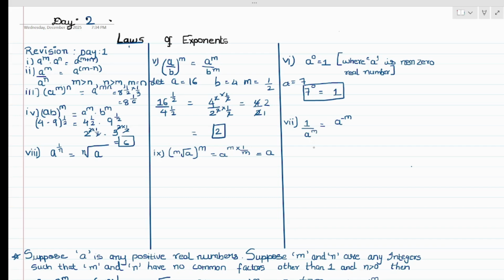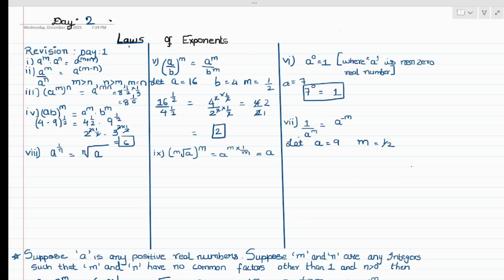Moving on to the next rule: 1 upon a^m gives me a^(-m). As we know, whenever sides change, your sign changes as well. So this denominator is getting converted to numerator, and that is why we are giving it a minus sign. For better clarity, let's take a as 9 and m as 1 by 2.